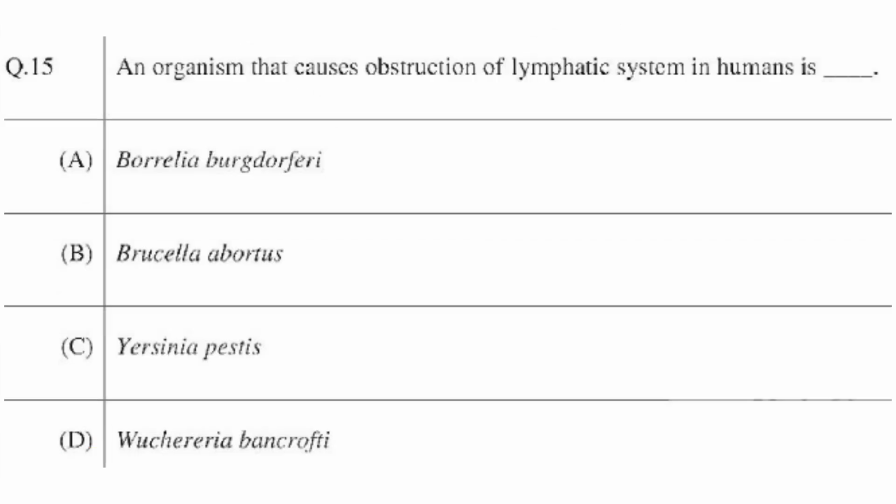Then next one. An organism that causes obstruction of lymphatic system in humans is Wuchereria bancrofti, resulting in elephantiasis, lymphatic filariasis. That is what is responsible for obstruction of lymphatic system.